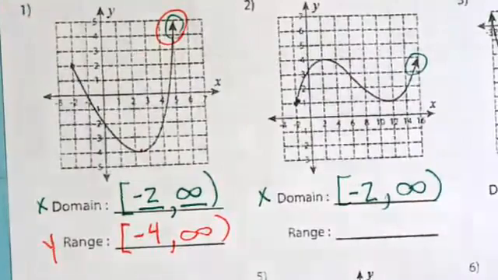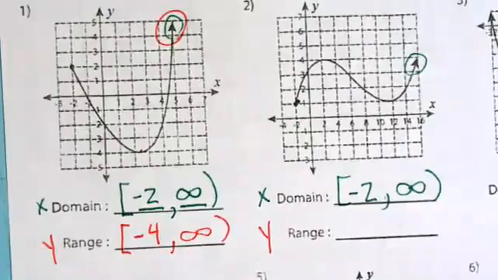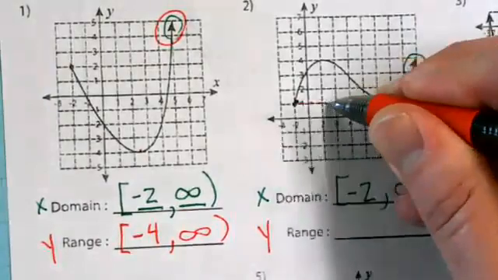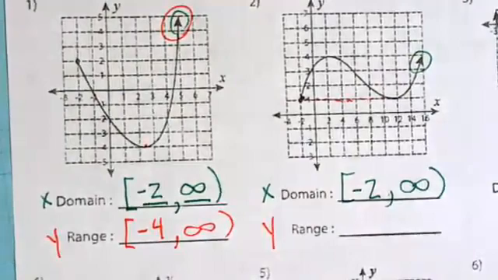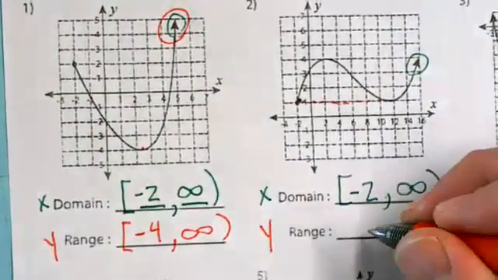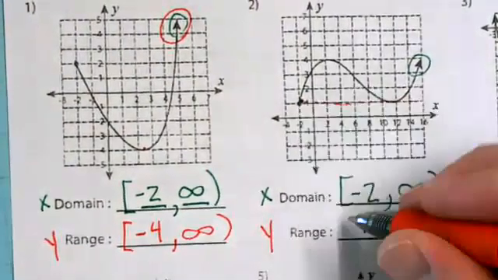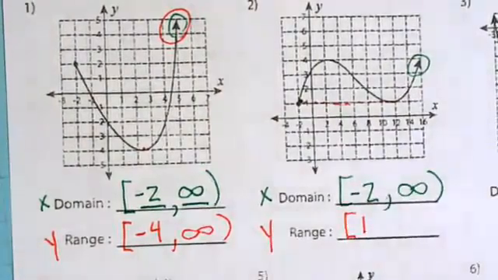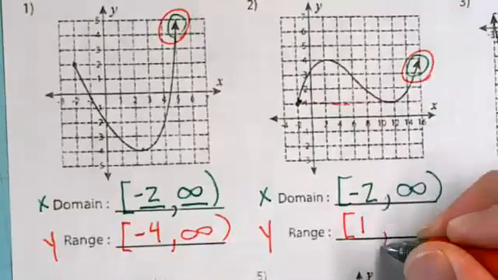All right, tell me about the range. For the range, we read from bottom to top, the same way we build a house. What is the lowest point on the graph? In fact, there's a couple points that are kind of tied for lowest point, aren't there? But the y value is the same for both of them. What's the y value for both of those low points? 1. So that's my lowest y value. And there's a solid dot there, so I'm going to go ahead and put a square bracket. So that's the lowest it goes. What's the highest it goes? It's going to keep going up forever and ever, up to infinity.